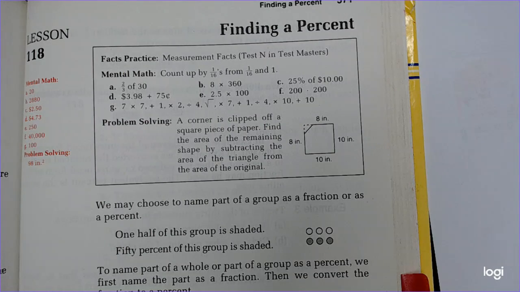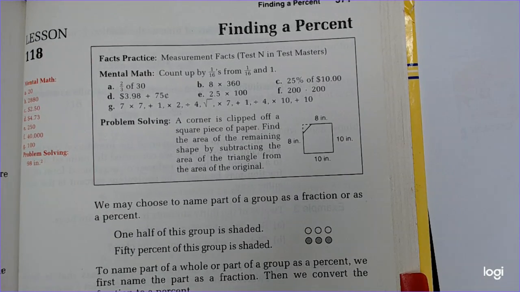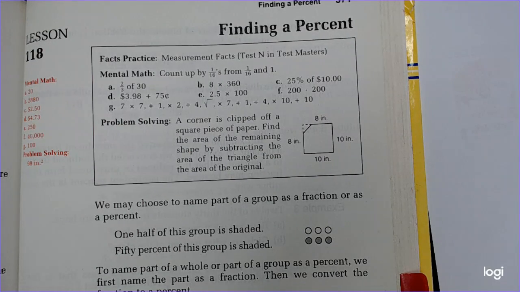Math 76, lesson 118, finding a percent. So the steps to finding a percent are going to be very simple. We're going to take our problem that they give us, turn it into a fraction, and then use our rules of converting fractions to percents. So we're going to convert our number to a fraction, and then we'll convert that fraction into a percent.